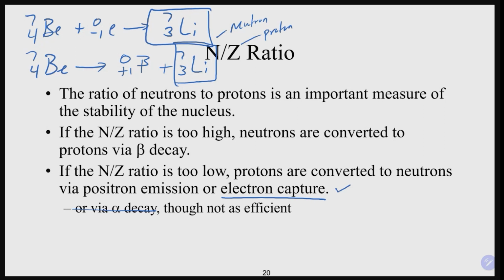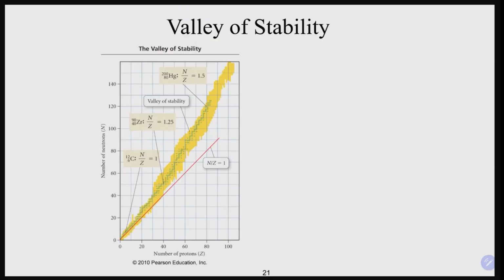So we will perhaps get something that is a little bit better of a ratio, but it will not be perfect. And if you have these type of problems, you don't need to keep going until you get a perfect ratio. Usually just one of these emissions is sufficient. So let's look at what is considered a good or bad ratio.